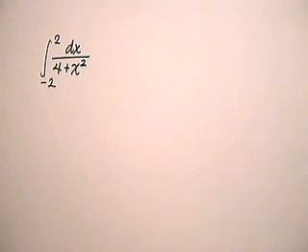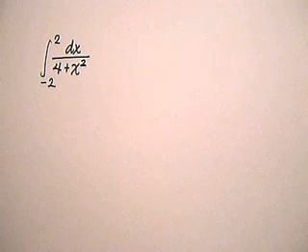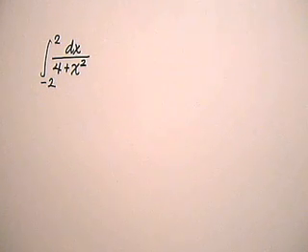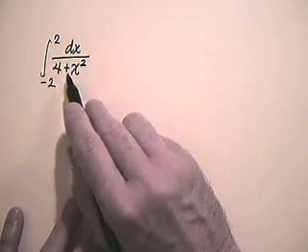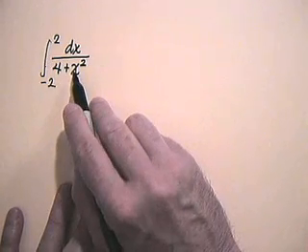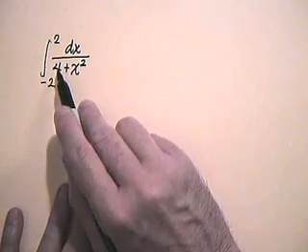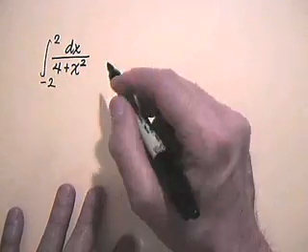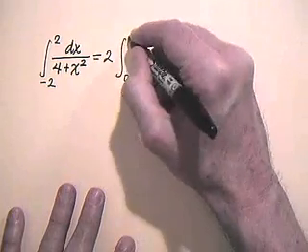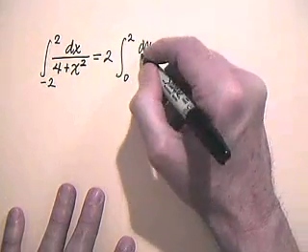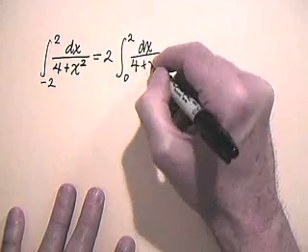Well, let's use trigonometric substitution to evaluate an integral. Here I have the definite integral from negative 2 to 2 of dx over 4 plus x squared. We can notice that this integrand is an even function. Replacing x by negative x gives the same value. And so consequently, the definite integral from negative 2 to 2 is simply twice the definite integral from 0 to 2.